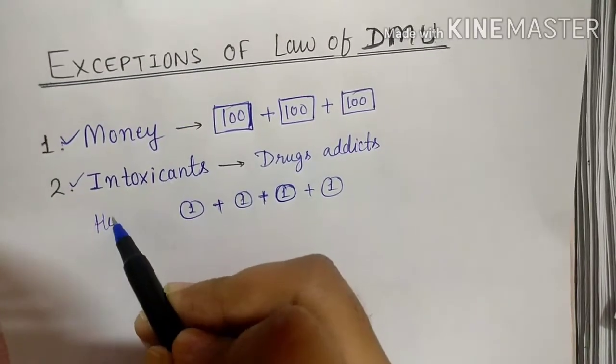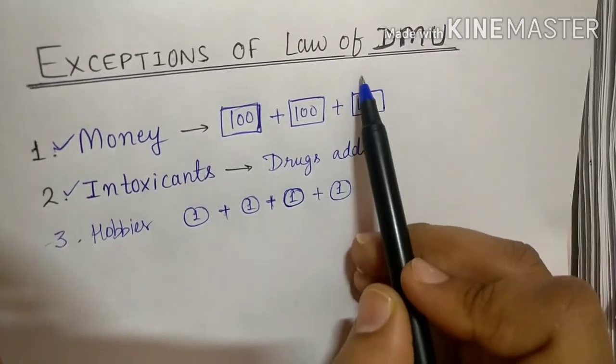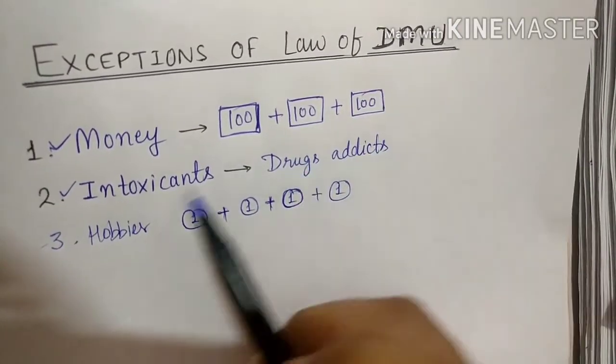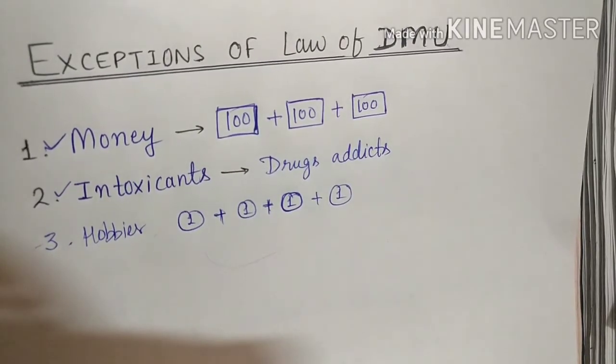So in case of hobbies also, this law of DMU will not apply. So these are the exceptions for the law of diminishing marginal utility. I hope it is clear to you.